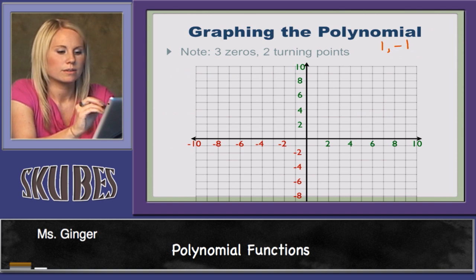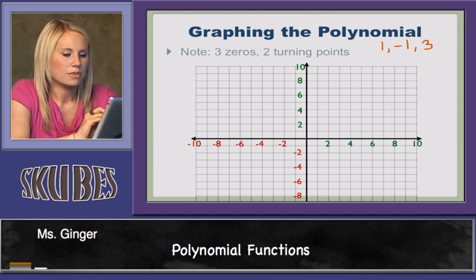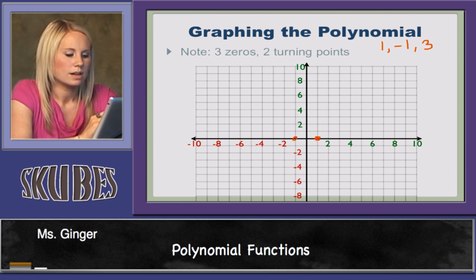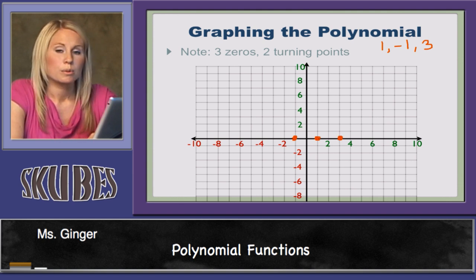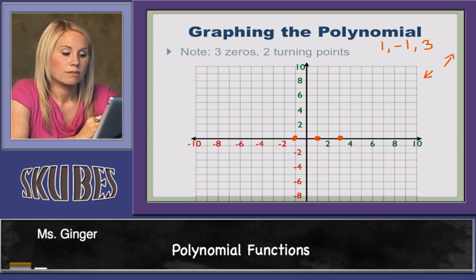So let's take a look. Starting with our zeros, we're going to plot those first. So go put some points on 1, -1, and 3. Remember we said the end behavior, we want the left end to be down and the right end up. So we're going to be coming in from the left here and crossing through this 0.